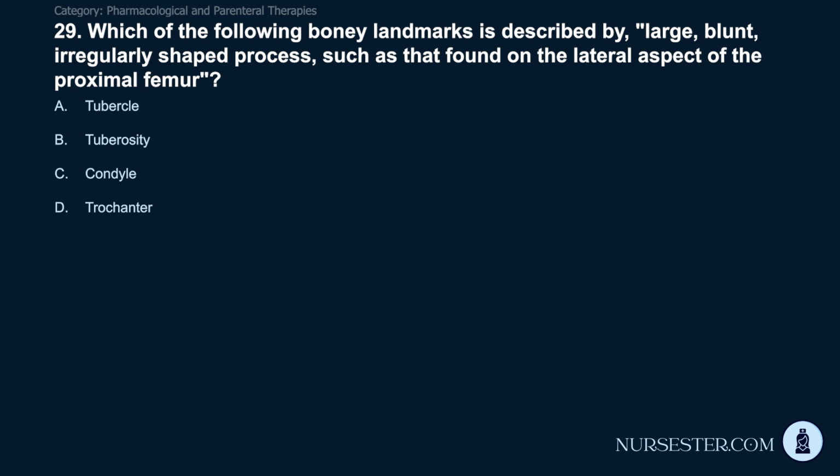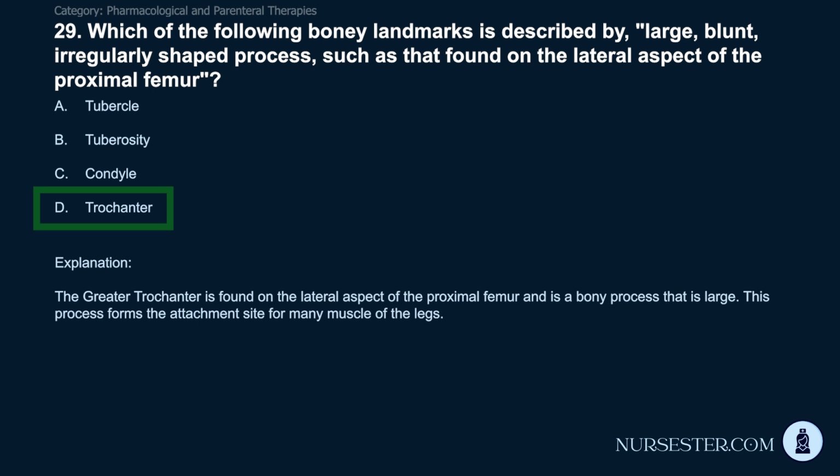29. Which of the following bony landmarks is described by a large, blunt, irregularly shaped process, such as that found on the lateral aspect of the proximal femur? A. Tubercle. B. Tuberosity. C. Condyle. D. Trochanter. Correct answer, D. Trochanter. The greater trochanter is found on the lateral aspect of the proximal femur and is a bony process that is large. This process forms the attachment site for many muscles of the legs.